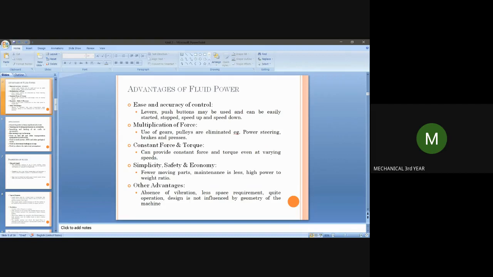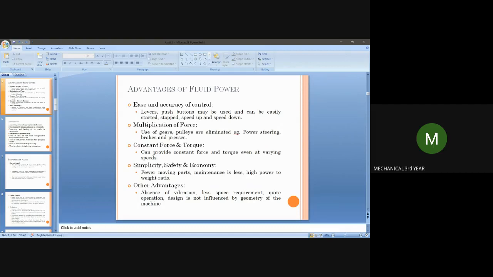Okay, that is considered to be the backlash, and that can be eliminated with the help of a power steering. Power steering is completely operated either pneumatically or hydraulically. In general, hydraulic power steering is much preferred over the pneumatic power system. Okay, the next thing is constant force and torque. That is very important also. So constant force and constant torque is provided in the case of fluid power.